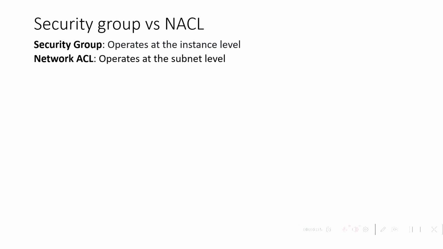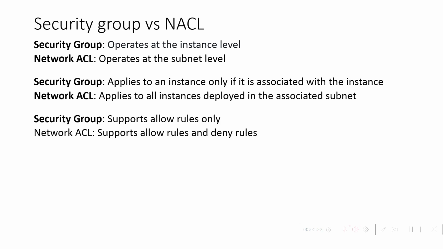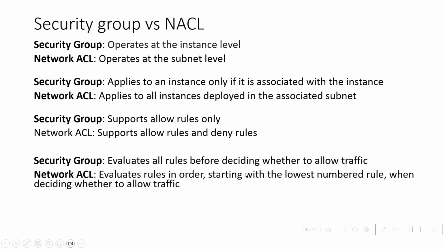Security group operates at the instance level. Network ACL operates at the subnet level. Security group applies to an instance only if it is associated with the instance. Network ACL applies to all instances deployed in the associated subnet. Security group supports allow rules only, but network ACL supports allow as well as deny rules.